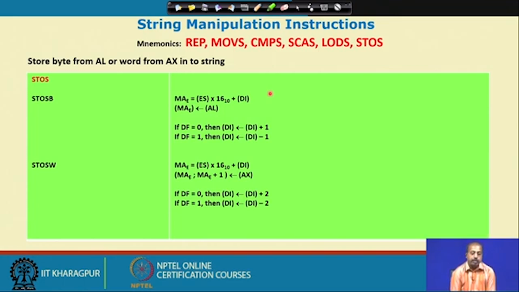So, this STOSB will copy the content of the register AL onto this memory address MAE, and again, if DF is 0, then DI is incremented; if DF is 1, DI is decremented. And we have STOSW, where the word will be stored: the AX will be stored in 2 successive bytes at MAE and MAE plus 1. That way we can have this store operation carried out.